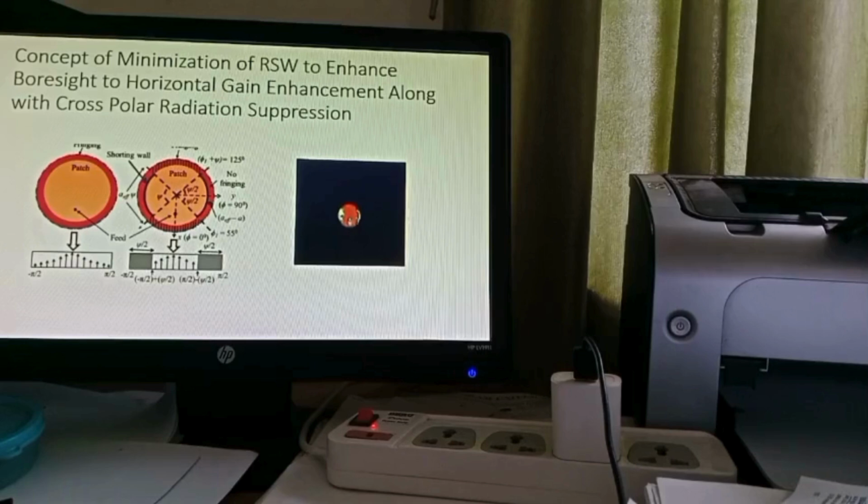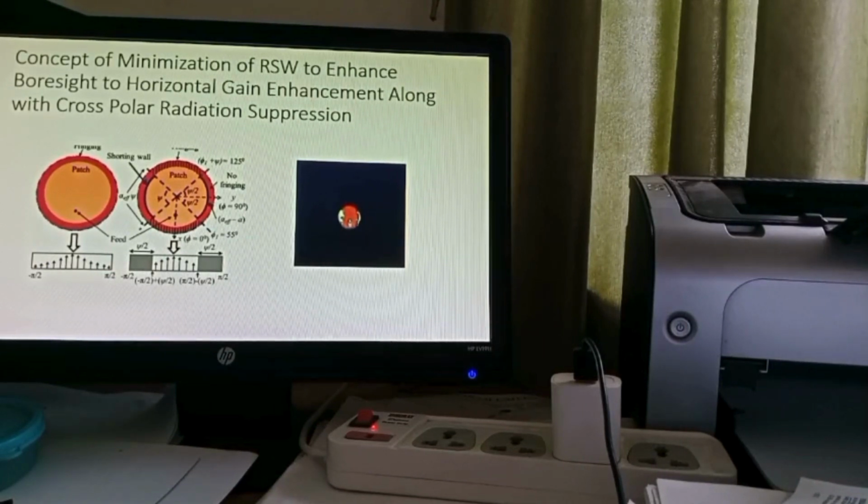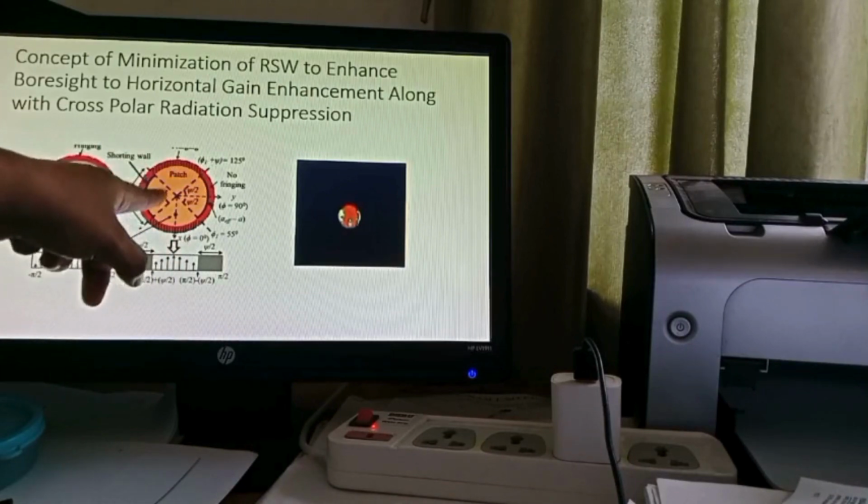How much it will be extended, its detailed calculation you can get in IEEE Antenna and Wireless Propagation Letters, probably 2022, and if you search it in my name you can get it. The full elaborate analysis is there, how the fringing aperture has been modulated in this way. So this has been designed there accordingly.